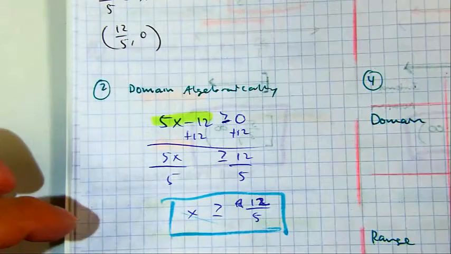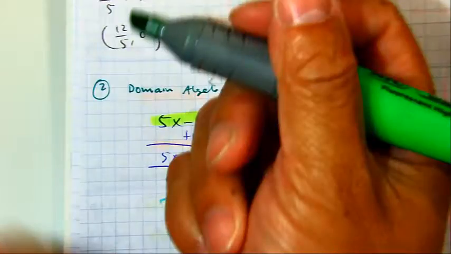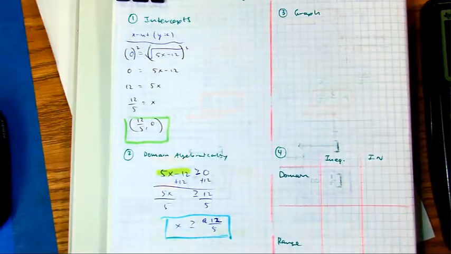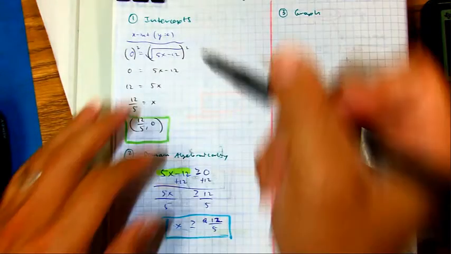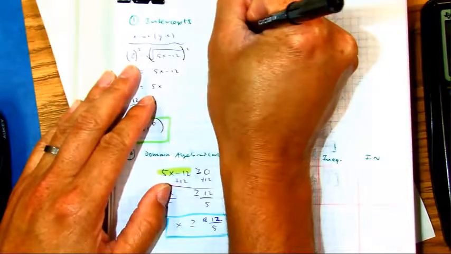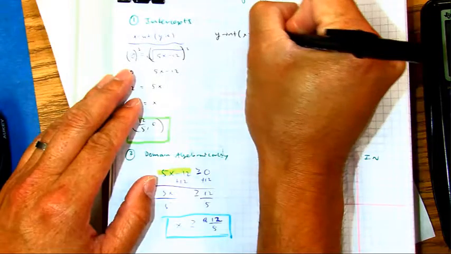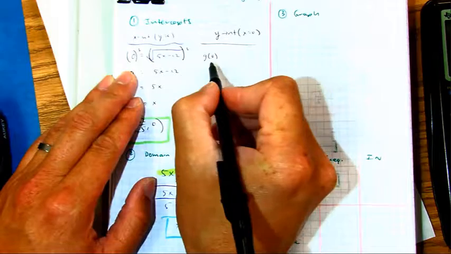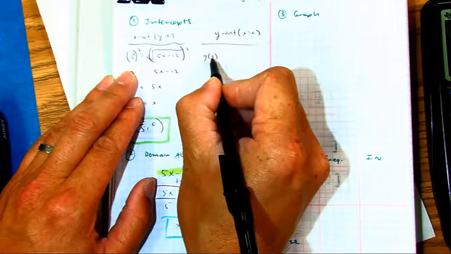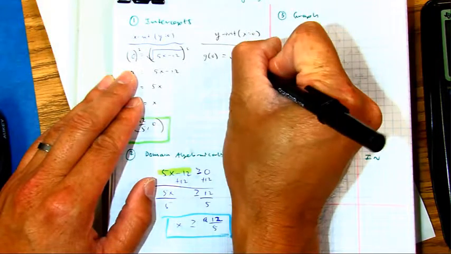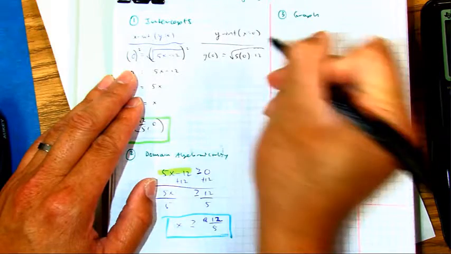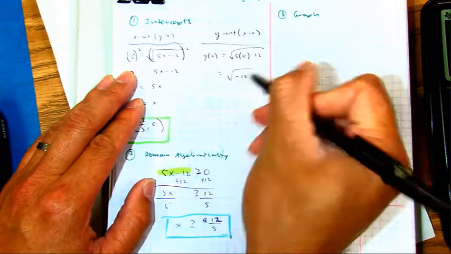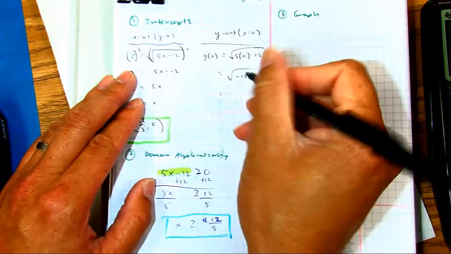Let's use green. Y-intercept, you have to make x equal to 0. So I have d of 0, which is just function notation, which we learned, where you're just putting your x value to be 0. 5 times 0 is 0 minus 12. Square root of negative 12 is?